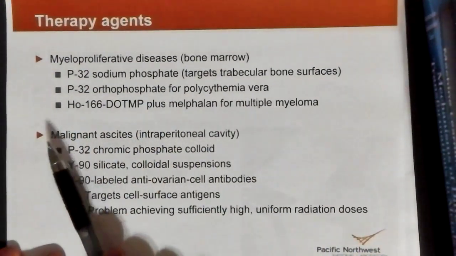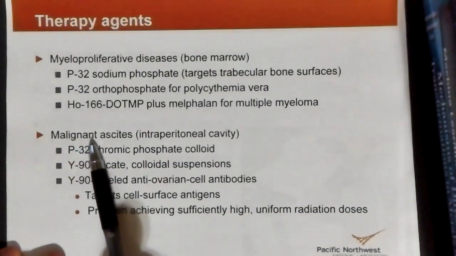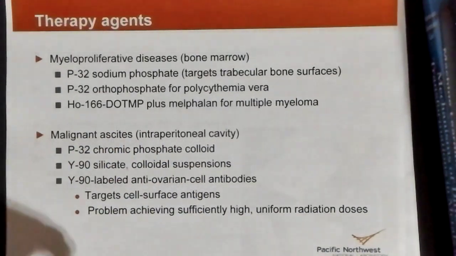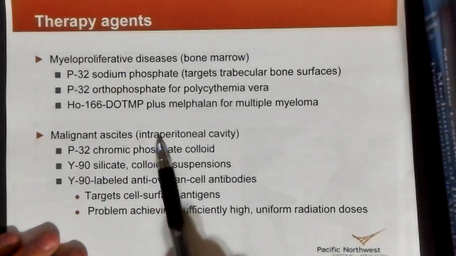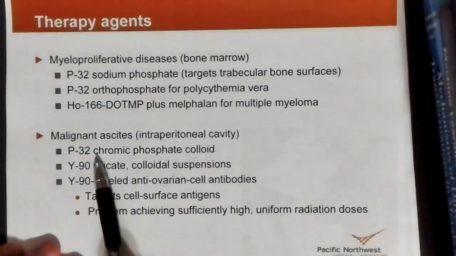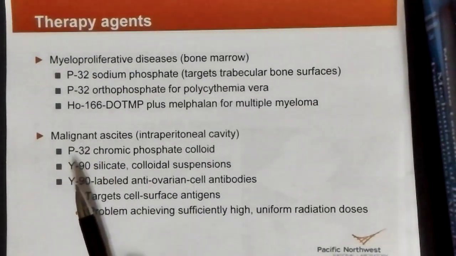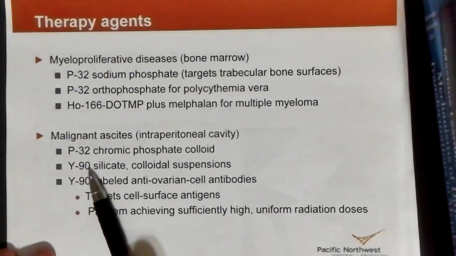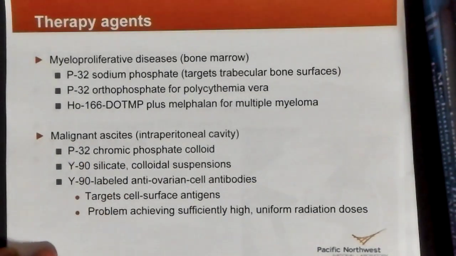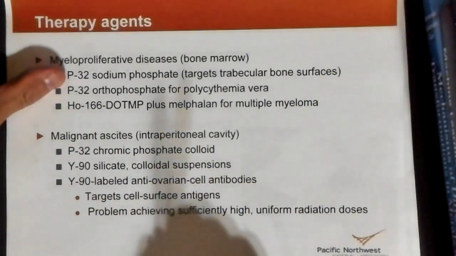Now you can have what are called malignant ascites. This is in the abdominal cavity, the intraperitoneal cavity, and you can have phosphorus 32 in some colloid form, or you can have yttrium-90 silicate in some colloid suspension, and you can also have something that's targeting ovarian cancers.